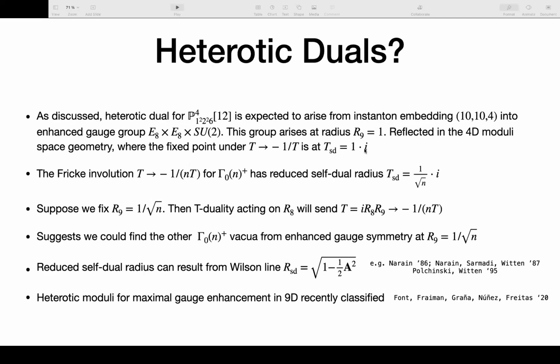Now for the higher level congruent subgroups, the Fricke involution has a reduced self-dual radius, which is 1/√n. Suppose now we fix in 9 dimensions of the heterotic string the radius to be 1/√n. Then T-duality acting on R8 will send T goes to -1/nT, reproducing precisely the Fricke involution, which suggests we could find the other Γ0(n)+ vacua from enhanced gauge symmetries at R9 equals 1/√n.